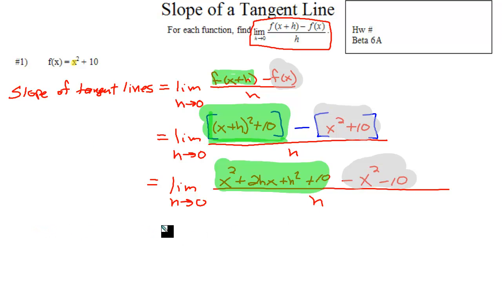So then this is equal to the limit as h approaches 0. In the previous step, things cancel. We have a plus x squared and a minus x squared, a plus 10 and a minus 10. That leaves us with 2hx plus h squared divided by h.